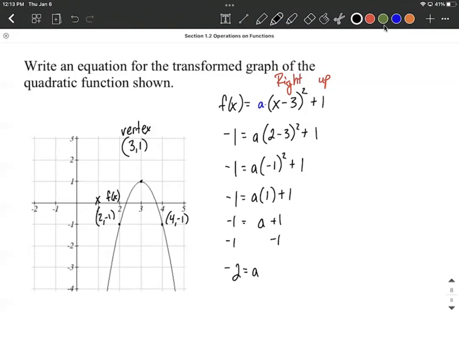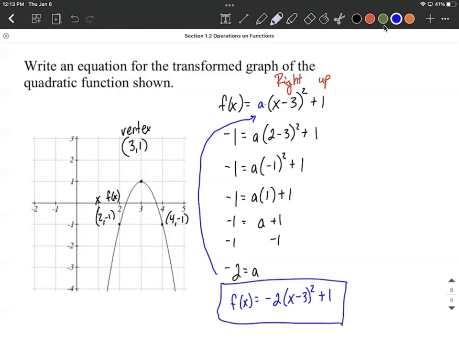All right. The very last thing we want to do is take this value for a back up to the original function that we had come up with, substitute it back in. So we have f of x equals -2 times the quantity x minus 3 squared with a +1 attached at the end. And that'll be the function that creates the graph that we were originally given.